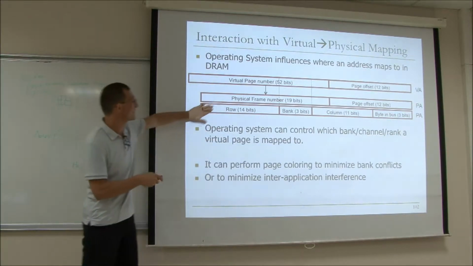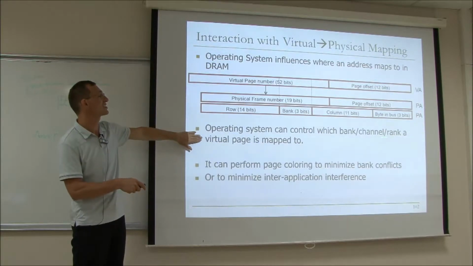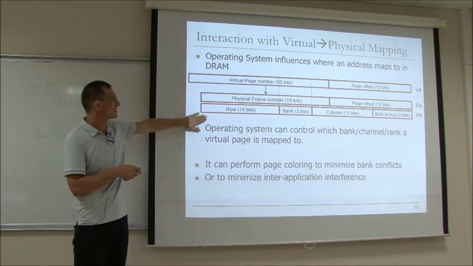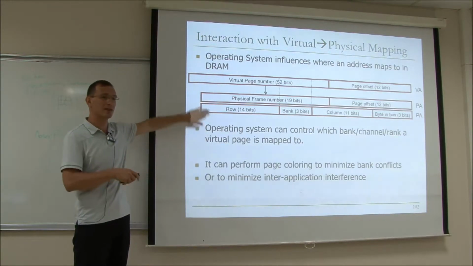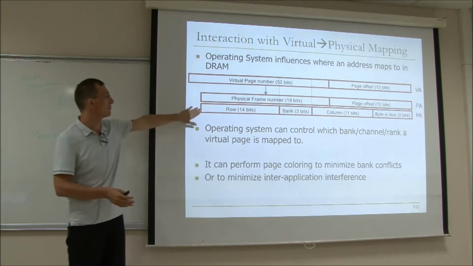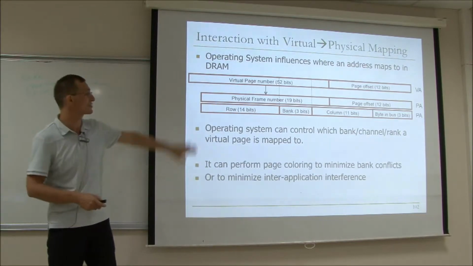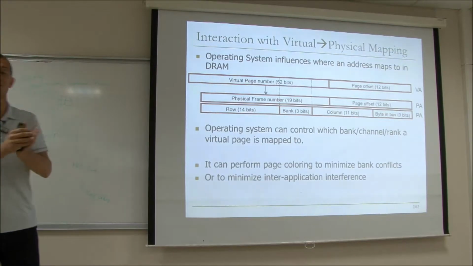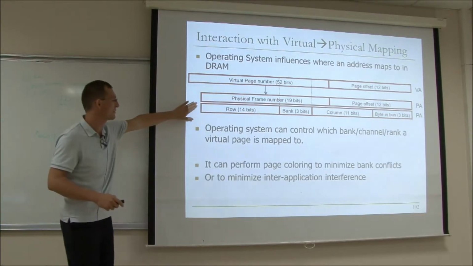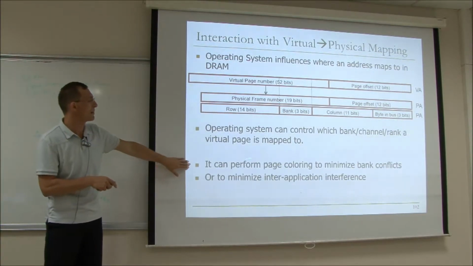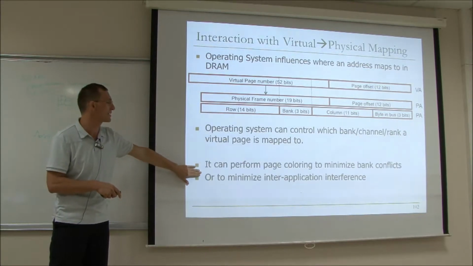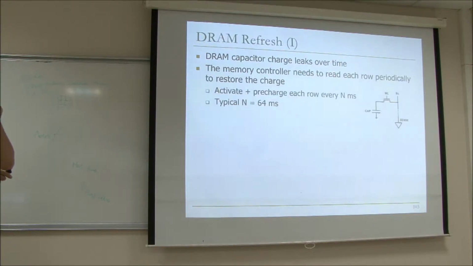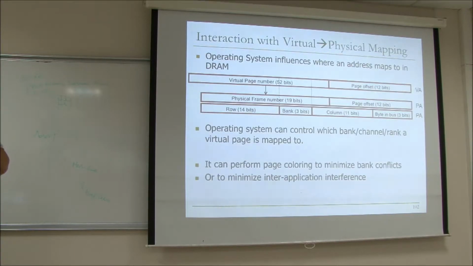But the bottom line is basically the operating system can control which bank, channel, rank a virtual page is mapped to, but it's costly because it's not exposed. So one solution going forward, this is also what I mean by system-DRAM co-design, is to expose the structure much better to the higher level such that the system can take advantage of it to solve different kinds of problems. And if it's exposed, the operating system can perform page coloring to minimize bank conflicts or minimize inter-application interference. And we'll cover some solutions later on at the channel level.